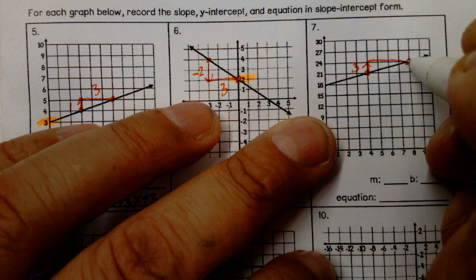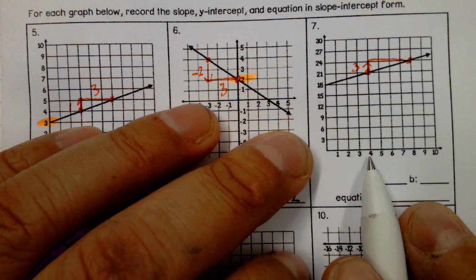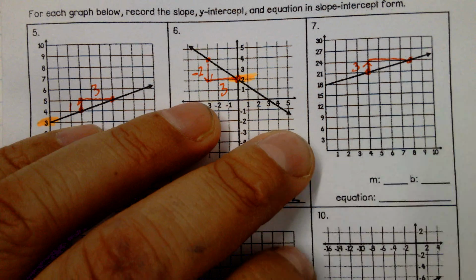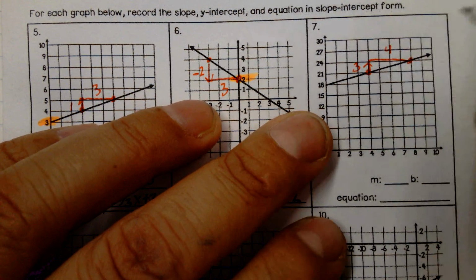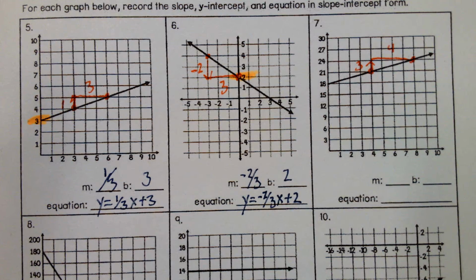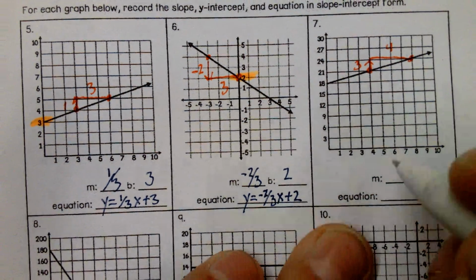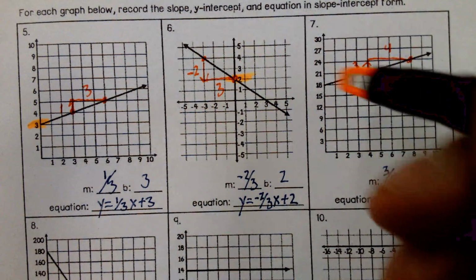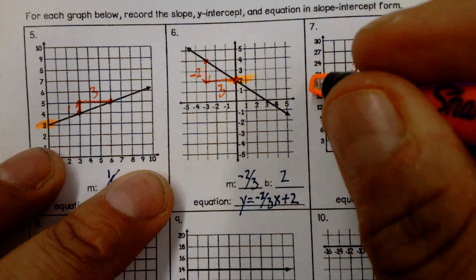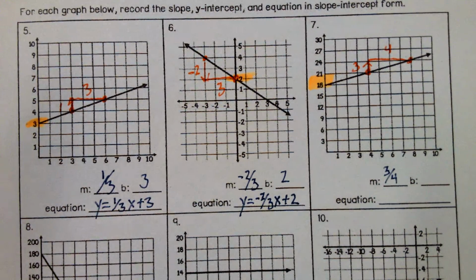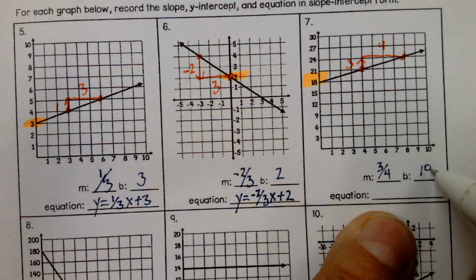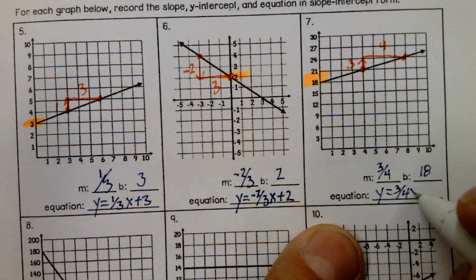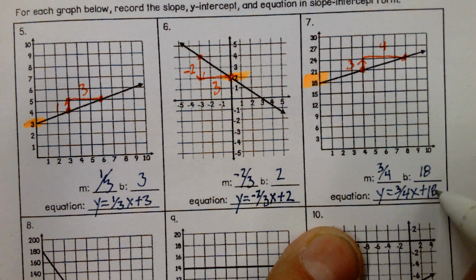And then I'm going from 4 to 8. So that's 4. So what's my slope now? 3/4. Okay. And this line crosses the y-axis at 18. So y equals 3/4 x plus 18. Okay.